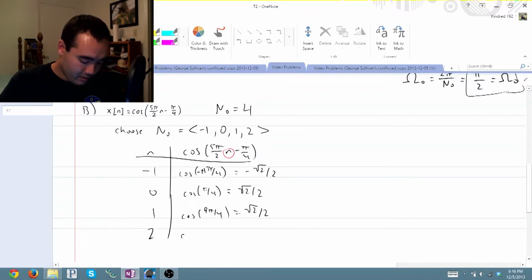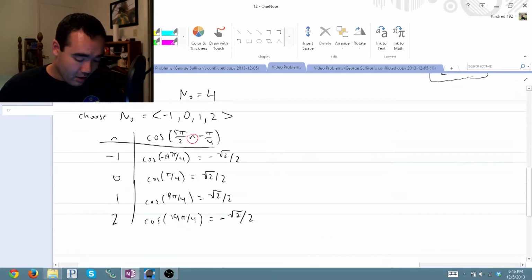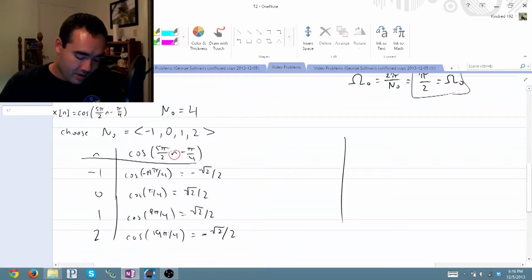And if we put in a 2, it'll be cosine of 19 pi over 4, which is equal to a negative square root of 2 over 2. So these are our 4 discrete time values that represent the entire fundamental period.